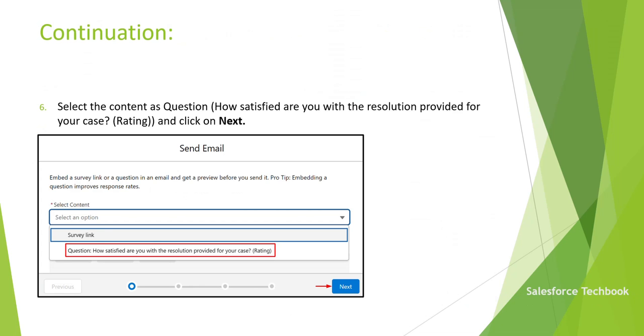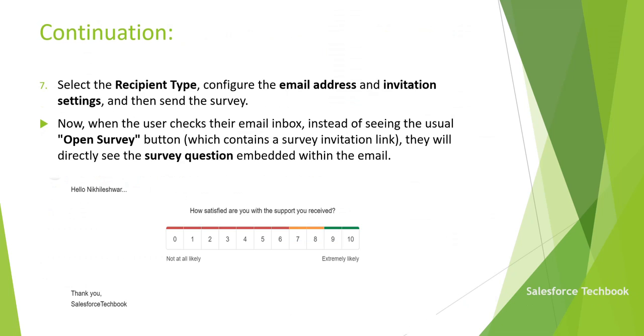Select the content type, set the question directly so that you will directly see the net promoter score question for the participant. Click on next. Select the recipient type and send the survey to a participant. Once the participant checks their email inbox, they will see directly a question with the NPS embedded within the email. So the participant can provide the response here from the email itself and the response will be recorded in Salesforce.